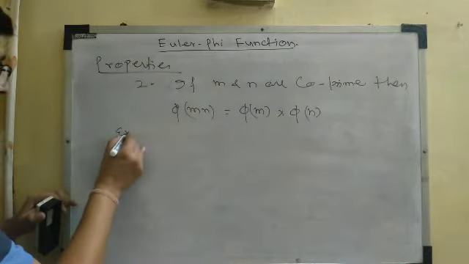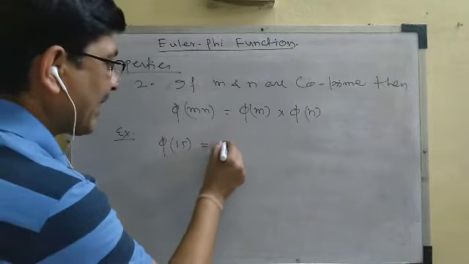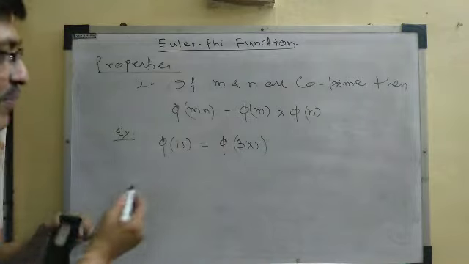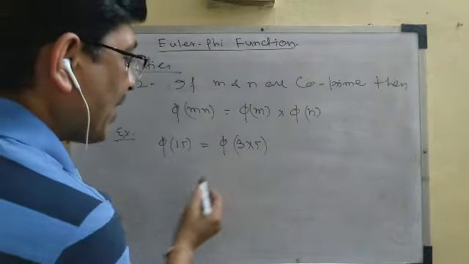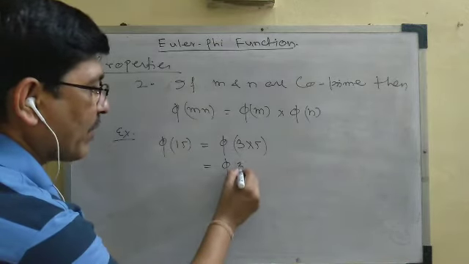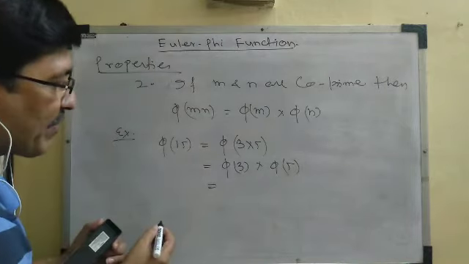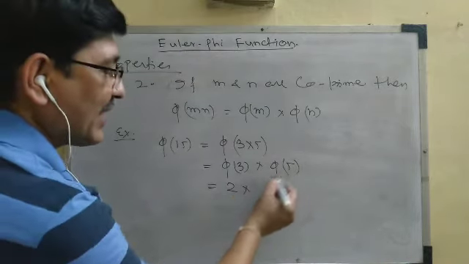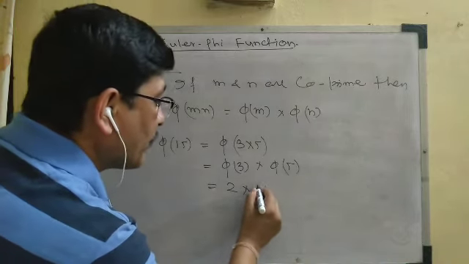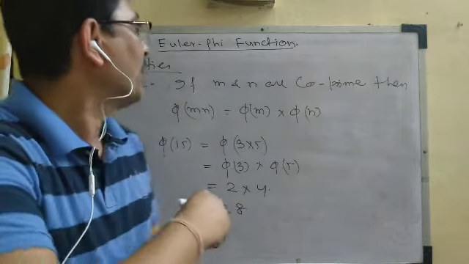If we take one example, let us find phi of 15. Phi of 15 can be written as phi of 3 into 5. Here 3 and 5 are co-prime to each other. That's why, by using this property, we can write it as phi of 3 multiplied by phi of 5. Since 3 is a prime number, phi of 3 is equal to 2, and since 5 is a prime number, phi of 5 is equal to 4, and the product is equal to 8. This is all about the Euler-phi function.